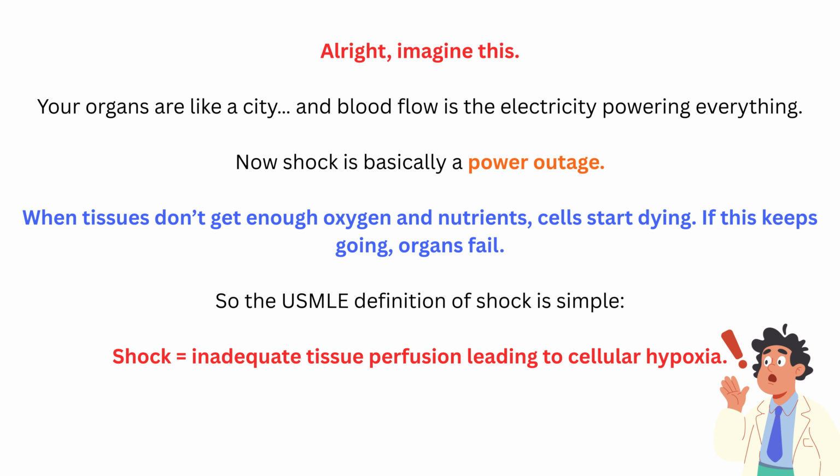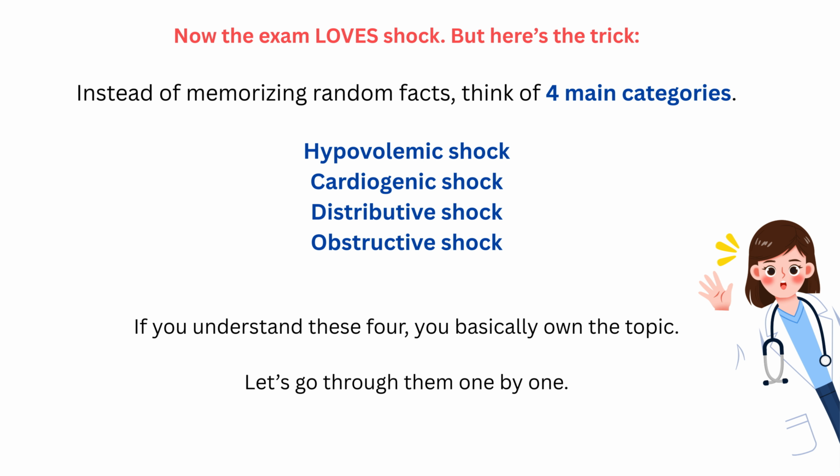Now the exam loves shock, but here's the trick. Instead of memorizing random facts, think of 4 main categories. 1. Hypovolemic shock. 2. Cardiogenic shock. 3. Distributive shock. 4. Obstructive shock. If you understand these 4, you basically own the topic. Let's go through them one by one.